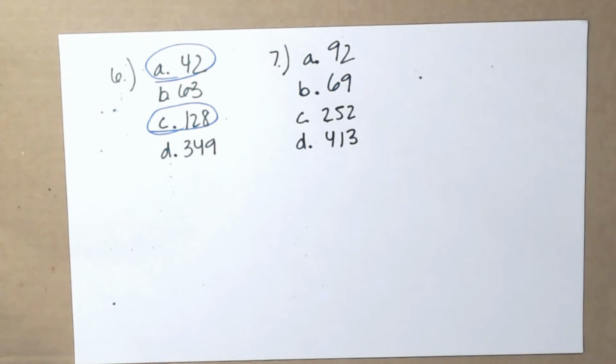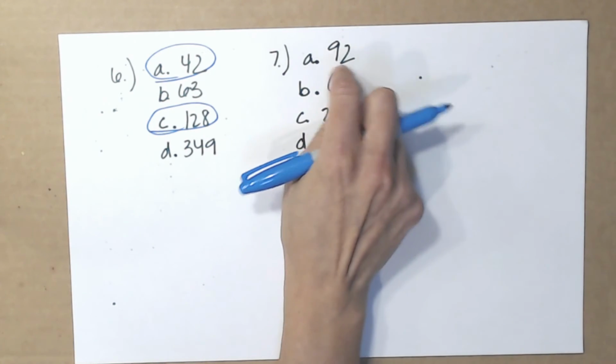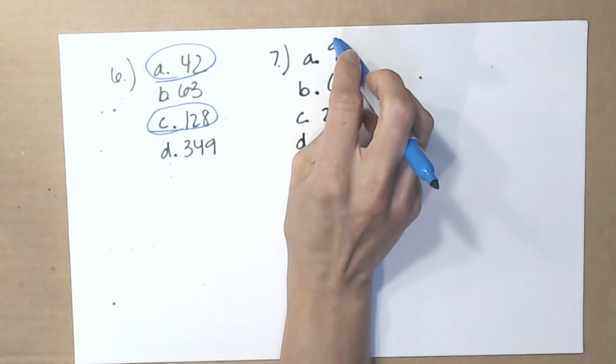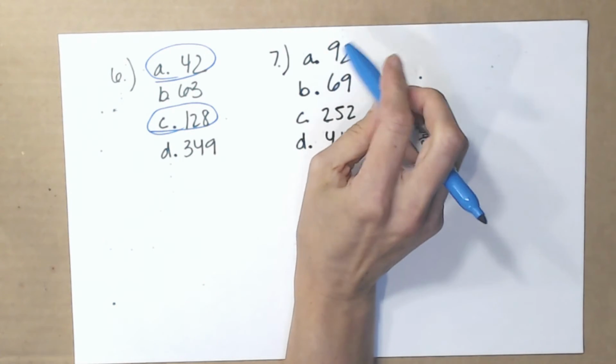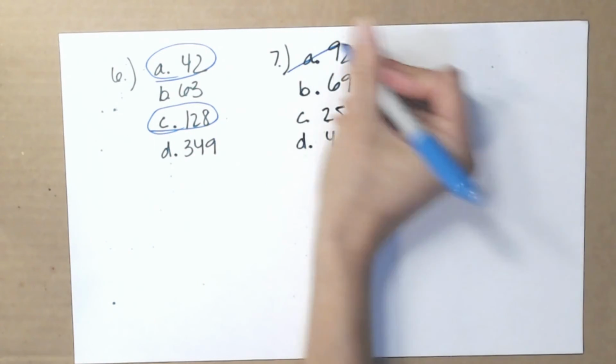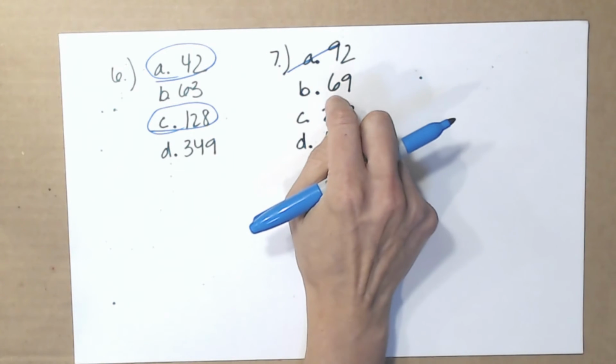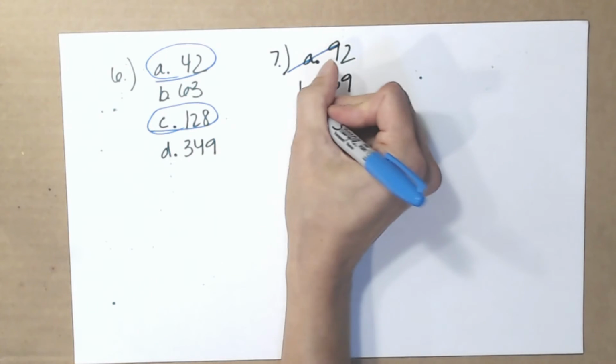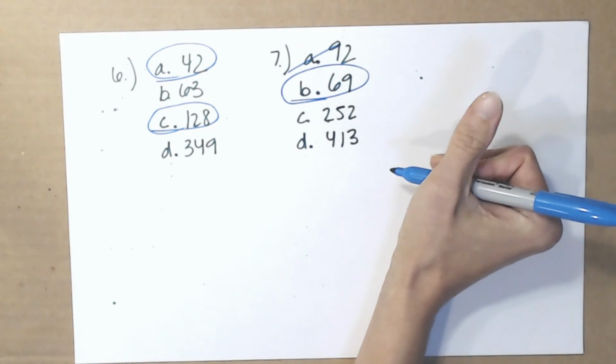Okay, which have 3 as a factor. Now, the rule for 3 is if the sum of the digits is divisible by 3, then the number is divisible by 3. So we just add the digits. 9 plus 2 is 11. 11 is not divisible by 3, so that one is not divisible by 3. 69, 6 plus 9 is 15. That is divisible by 3, so that number is divisible by 3.